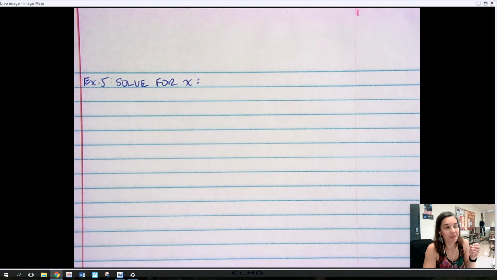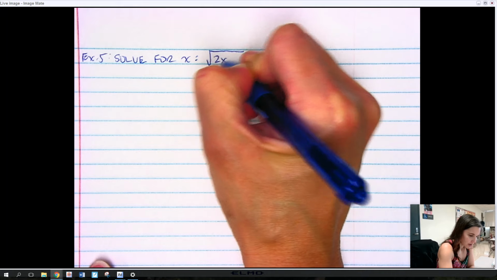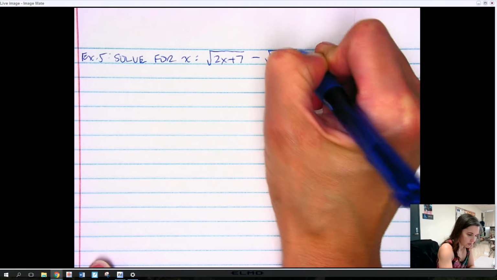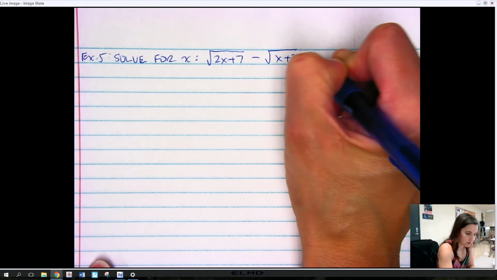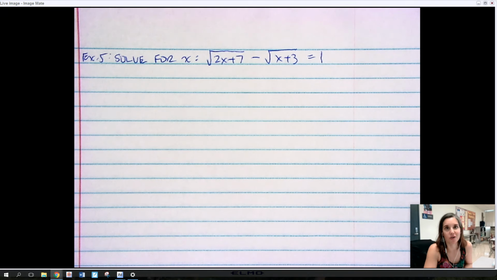Otherwise, here we go. So you've got the square root of 2x plus 7 minus the square root of x plus 3 is equal to 1. So again, those of you that want the challenge, go ahead and pause and see if you can do it. Okay, otherwise, here we go.